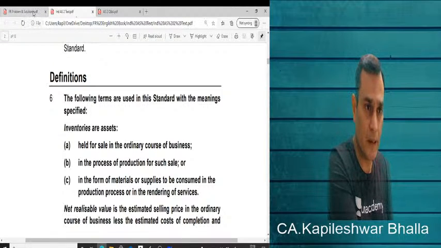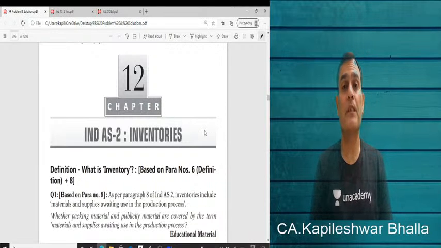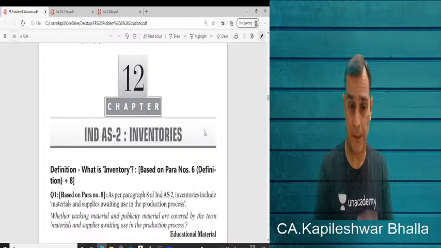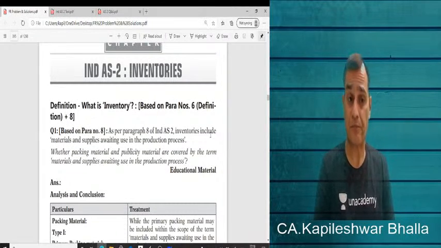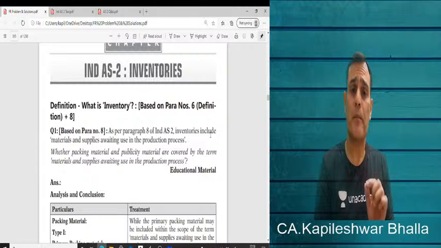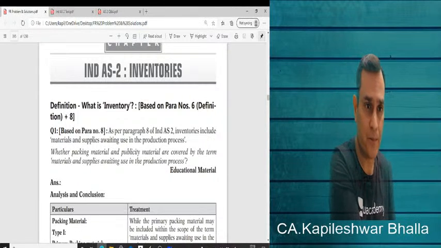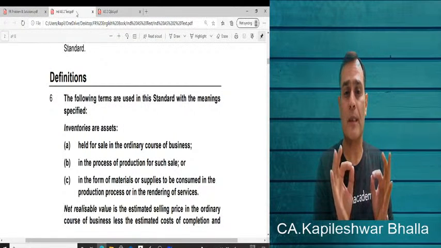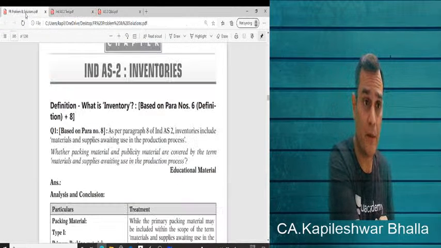And let me directly take you to my book as well, where I have picked up this question, which is based on the definition given in para number 6. Now, this is the question which was given by the institute in the education material. And they said that as per para number 8 of Ind AS 2, inventories include material and supplies. If you remember the clause number C, let me quickly take you to clause number C. It says material or supplies to be consumed in the production process. Look at clause number C of para number 6.